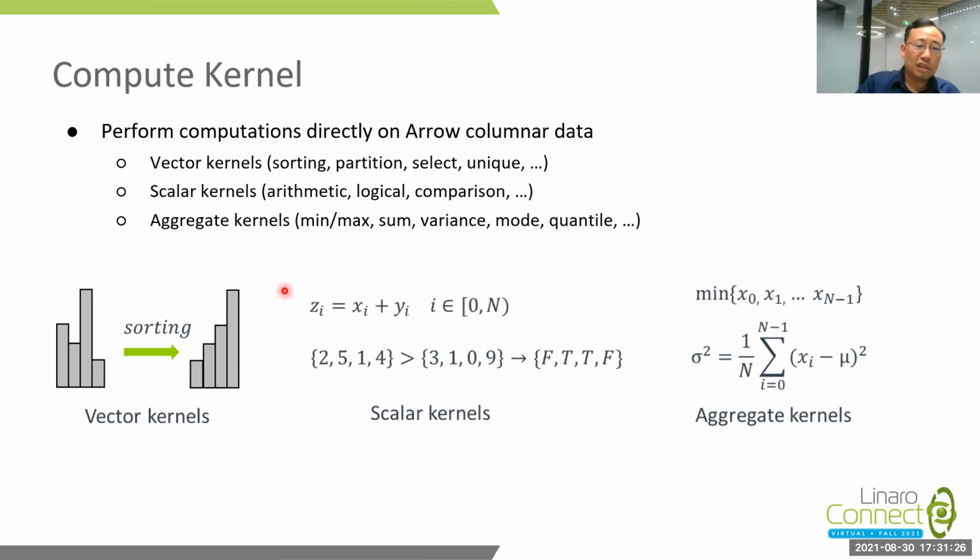For vector kernels, like sorting, the output depends on the relationships between elements. For scalar kernels, these are element-wise computations, like adding 2 arrays and producing a new array, element by element. For aggregate kernels, we reduce a vector into a scalar, such as calculating the minimum or the variance of an array. So the input is a vector, but the output is a single scalar.